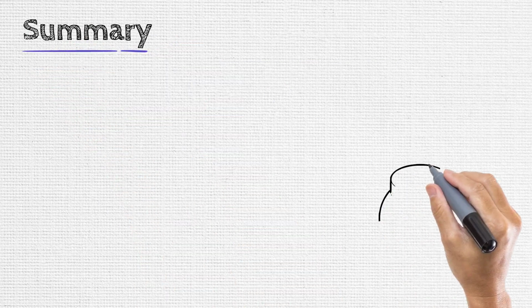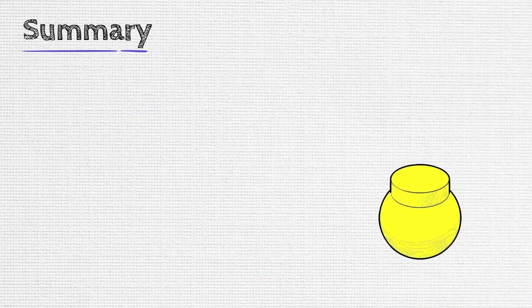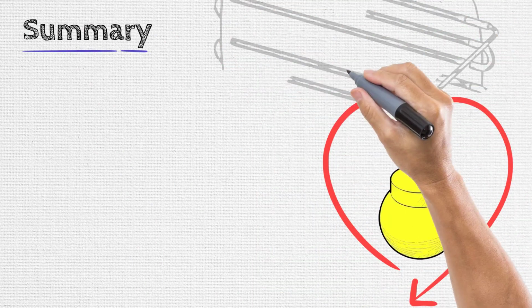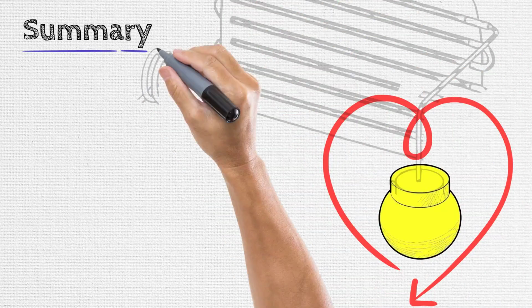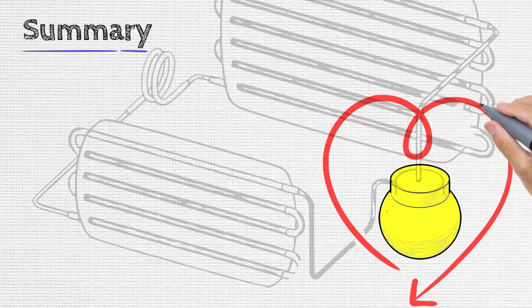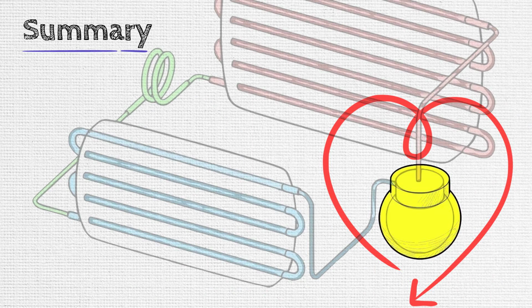In summary, the compressor is often referred to as the heart of the refrigeration system. Just as a human heart pumps blood throughout the body to sustain life, the compressor pumps refrigerant through the system to sustain the cooling cycle. Without the compressor, the entire process of artificial cooling would be impossible as it creates the necessary temperature difference, drives the circulation of the refrigerant, and maintains the system's pressure differential.